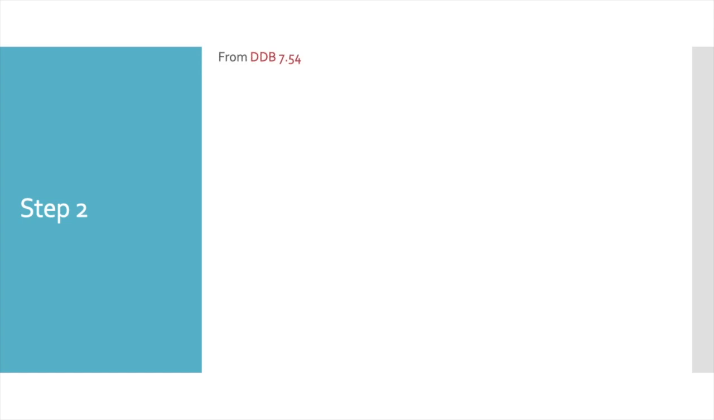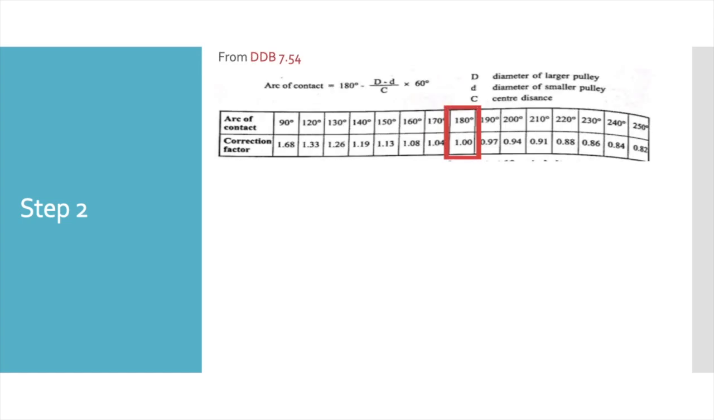From design data book 7.54, we can see this table. The arc of contact is 173.3 degrees, and I'm not going to take a value less than 173, but a value greater than 173. The immediate next value is 180 degrees, and the correction factor is 1. This correction factor is K alpha, which is required for calculating the design power.